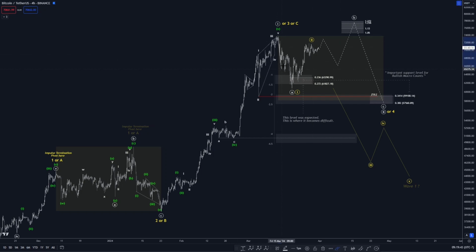Essentially, a 3-wave move is expected immediately for a correction, no matter what. Right to the 236, 272. These are pretty much always givens. It's always a given that you're mostly going to get a 3-wave correction right to the 236 and 272. That's pretty much always a guarantee. Afterwards is where it becomes difficult in managing expectations.